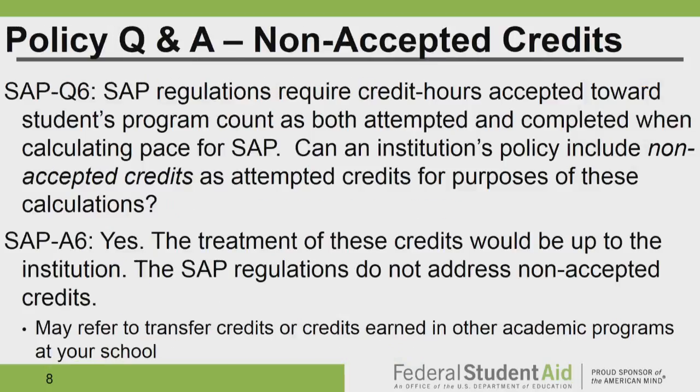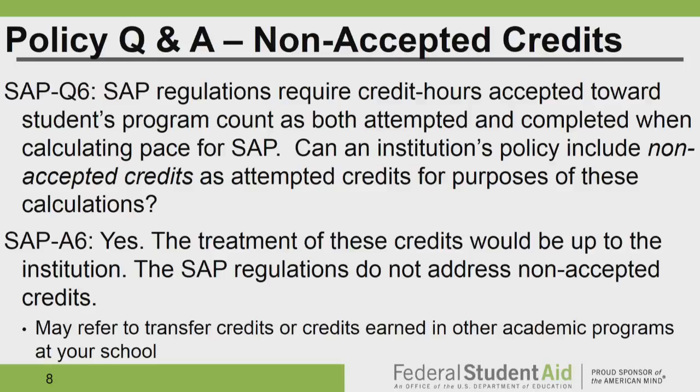We've also gotten those questions on non-accepted credits. So we say that regulations require credit hours accepted toward a program count as both attempted and completed when you're calculating PACE. So the question we get is, what about those non-accepted credits? As I just mentioned, you can accept those, you can use those even if you're not accepting them, but our regulations don't say how you need to treat that.